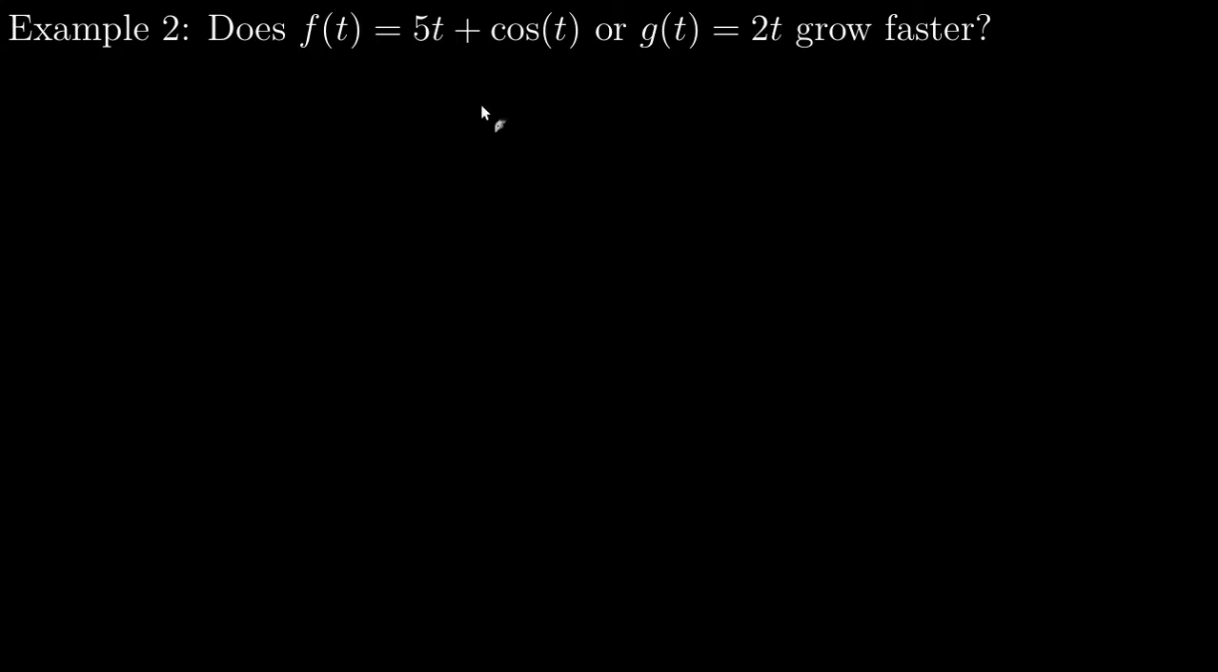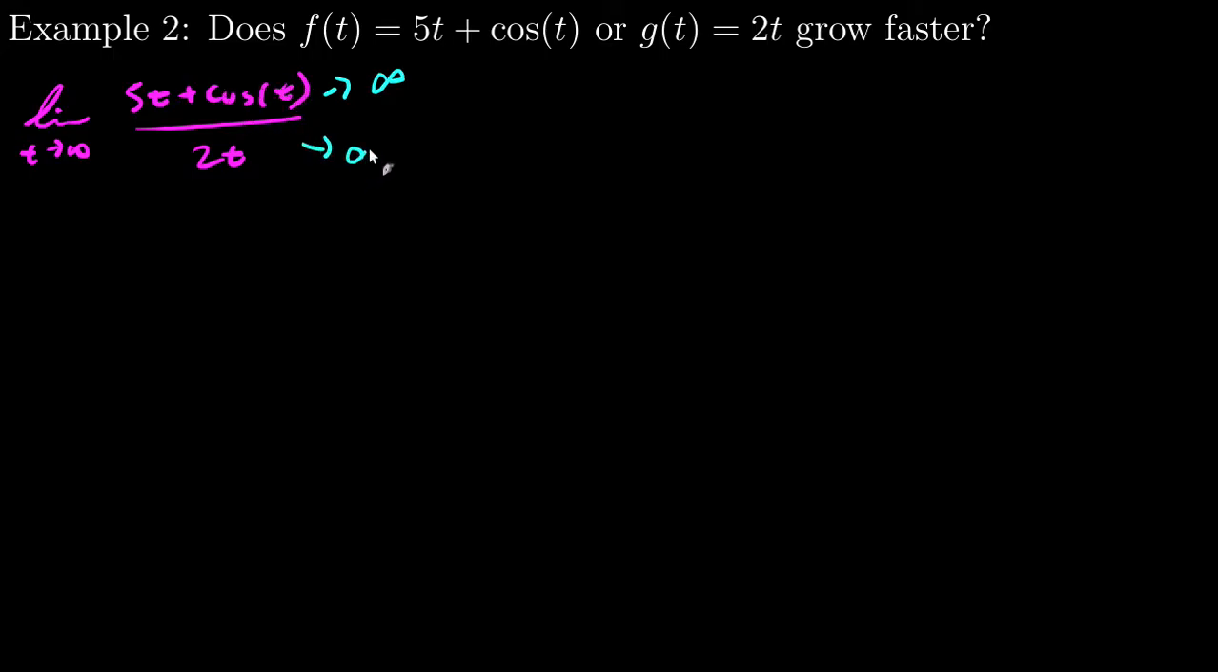Alright, second one. Now this one has a little trick to it. Does f of t equal 5t plus cosine t, or g of t equals 2t grow faster? And so I'll start the same way. Limit as t approaches infinity of 5t plus cosine t divided by 2t. And here's the problem. As t approaches infinity, I can see that both the numerator and the denominator approach infinity, because this is going to go towards infinity. This will be bounded between -1 and 1. So I could think that, all right, let's try L'Hopital's rule, and here's where the problem comes in.